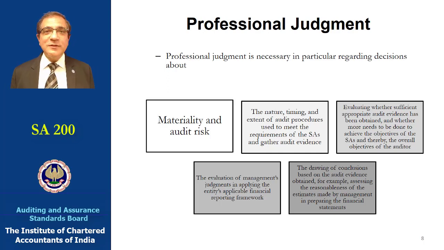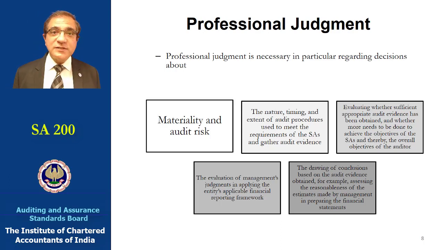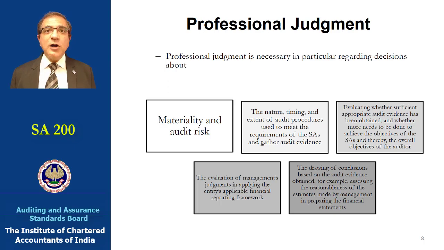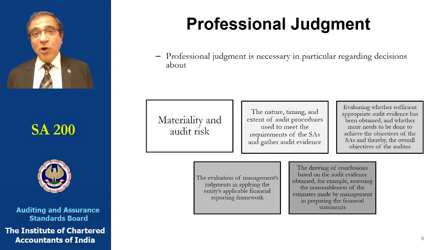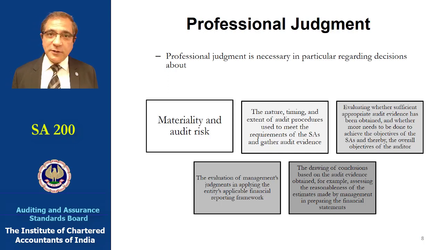The fourth thing, and we all know about this because it comes up in almost every standard, is the evaluation of management judgments in applying the entity's applicable financial reporting framework. Today, judgments are there in most accounting policies. For example, which method of depreciation to follow? What should be the method of stock valuation? What method should be used to value stock options at year end? A lot of these estimates, which are the prerogative of the management, need to be evaluated by the auditor. If the auditor is not competent to evaluate such judgments, he should seek external help, the support of an expert, and accordingly get comfort on the estimates made by the management.